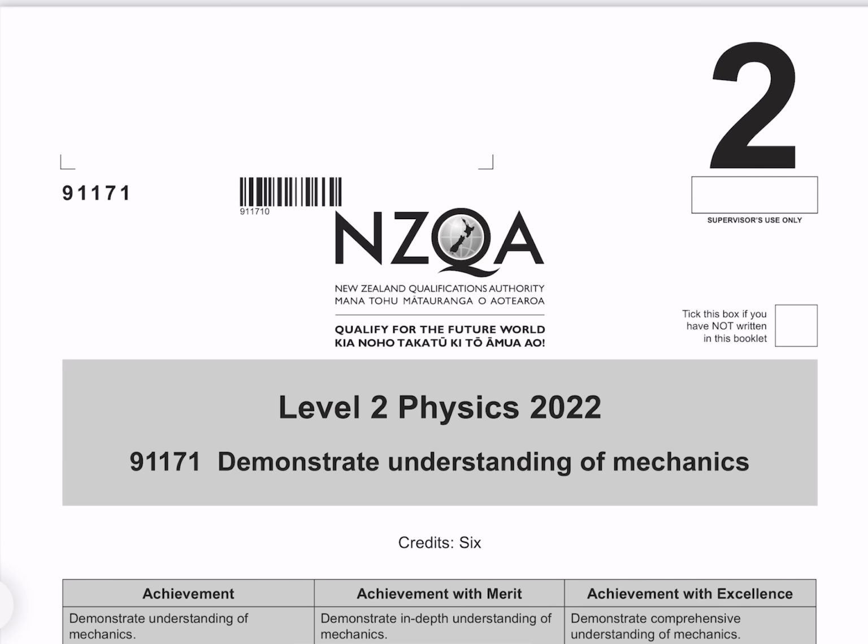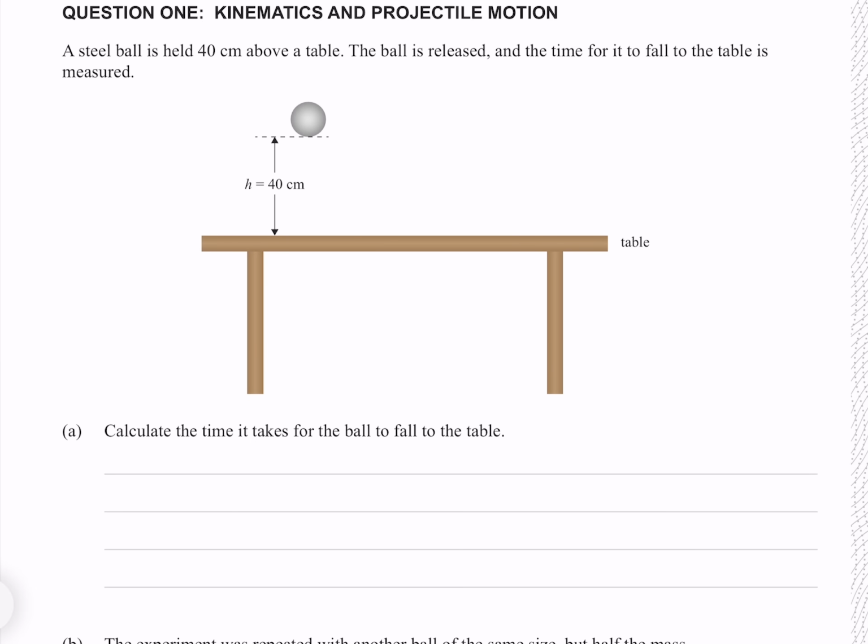In this video, I'll be going through the 2022 mechanics paper. Question 1. A steel ball is held 40 centimeters above a table. The ball is released, and the time for it to fall to the table is measured. Calculate the time it takes for the ball to fall to the table.